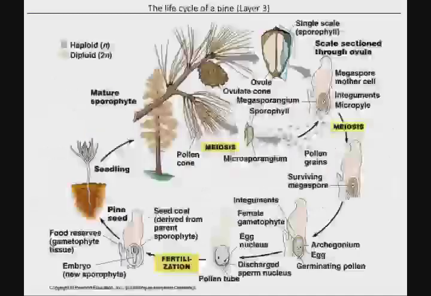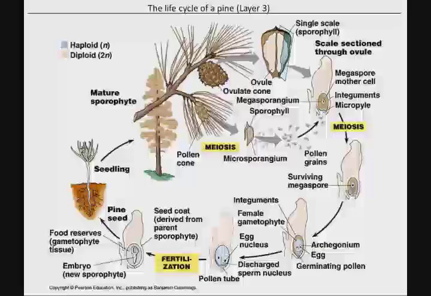So this is maybe a little bit confusing, but we're going to go through it again now, looking at the whole life cycle of the pine. So let's start with that pine tree, and it's not brown because it's sick, it's brown because it's all diploid tissue. So that pine tree there standing there, you zoom in, you have both male cones and female cones.